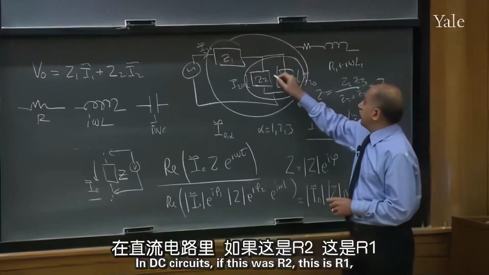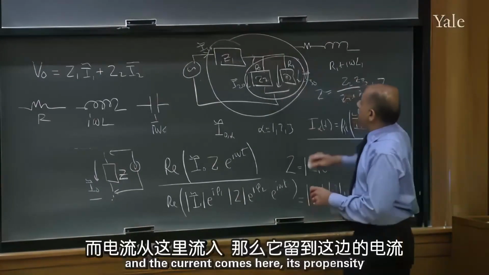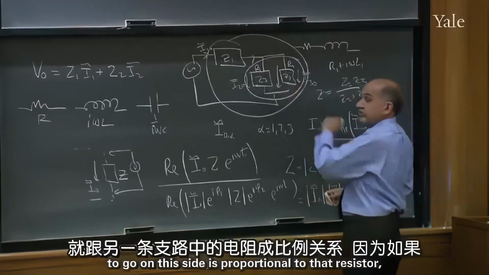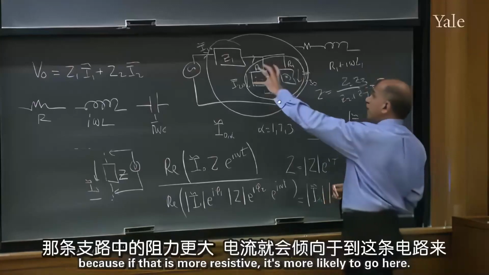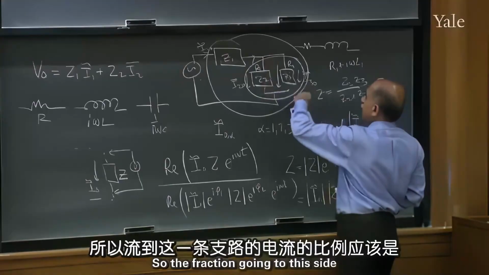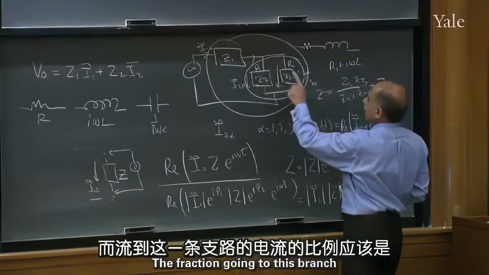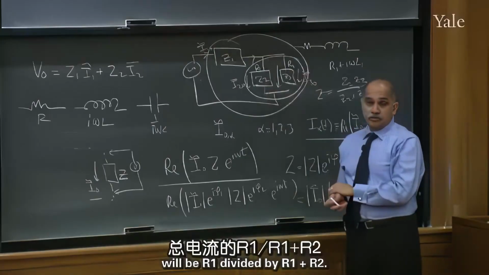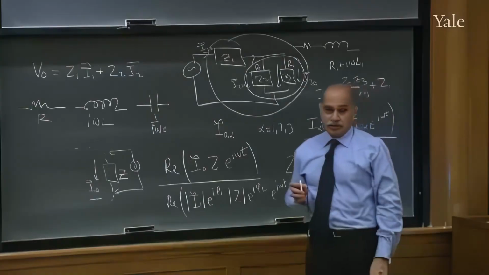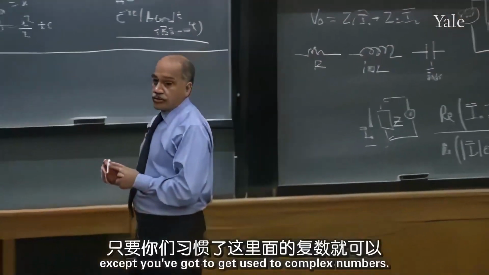In DC circuits, if this was R2, this is R1, and the current comes here, its propensity to go on this side is proportional to that resistor, because if that is more resistive, it's more likely to go here. So the fraction going to this side will be R2 divided by R1 plus R2. The fraction going to this branch will be R1 divided by R1 plus R2. You replace all of the R's with Z's and you get the same result. So you can do everything like before, except you got to get used to complex numbers.